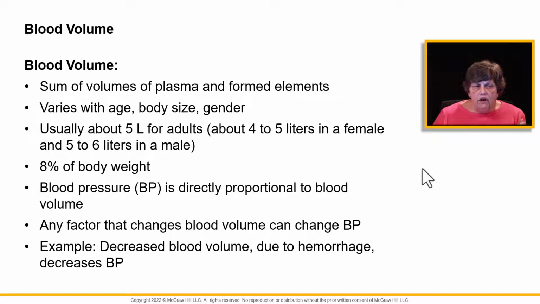All right, blood volume, we've already talked about. This is usually about 5 liters. Blood pressure is directly proportional to that volume. Any change in the volume changes blood pressure. So if you have a hemorrhage or something like that, blood pressure decreases.